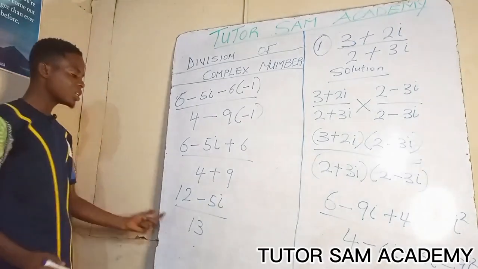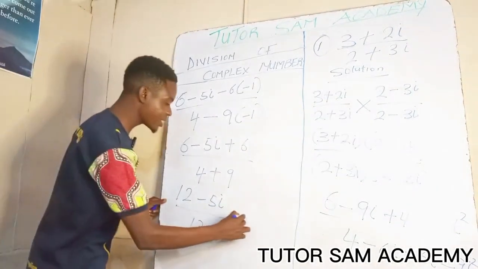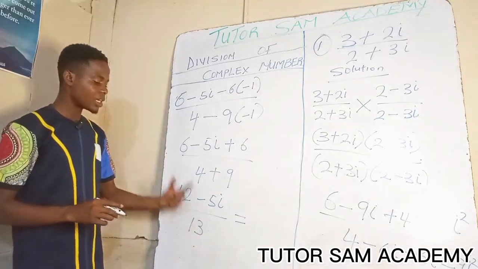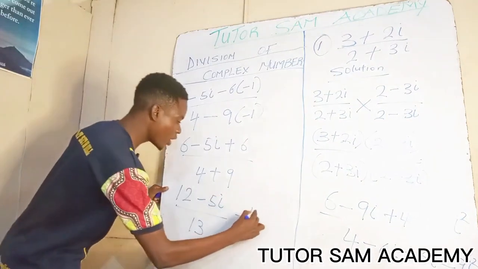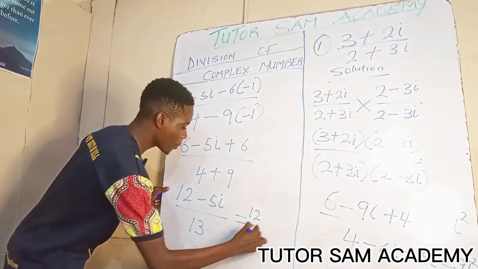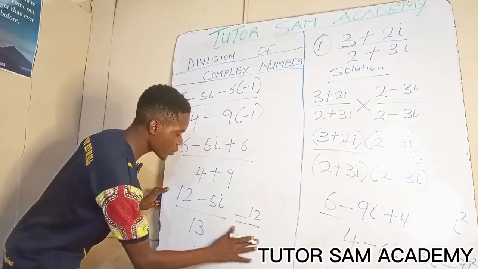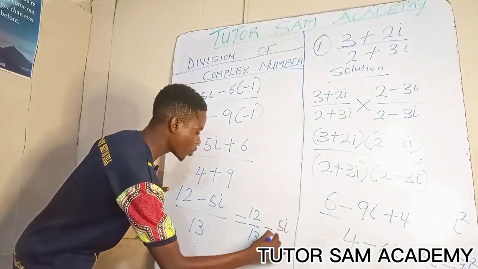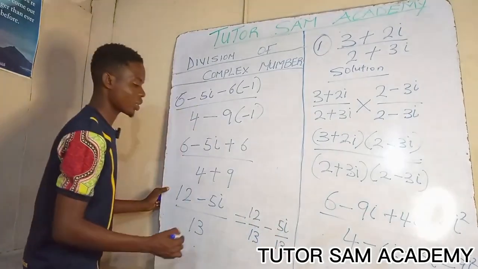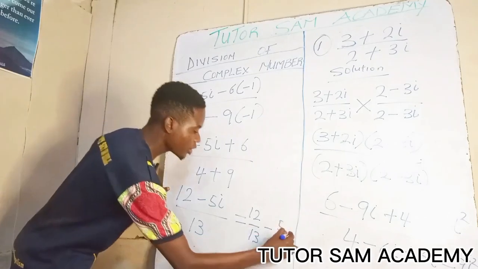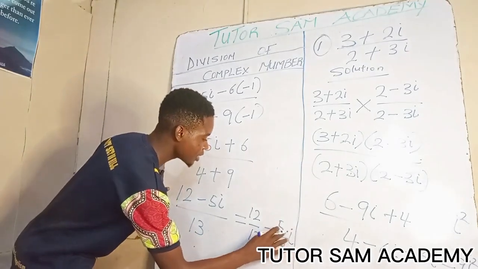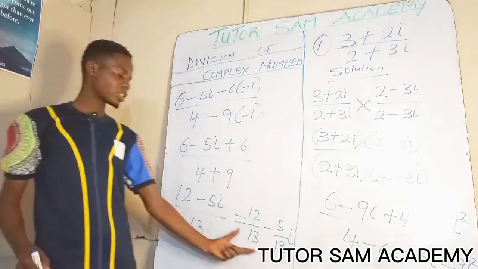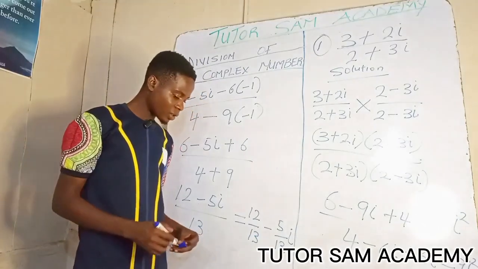13. So you either leave your answer this way, or if you want to write it in the normal form of writing a complex number, which is a plus ib, you can say this is 12 all over 13 minus 5i all over 13. So here you can see that you have your 5i over 13. So let's write it this way. This is the right form of writing a complex number. So it's either this or this. So this is how you divide complex numbers.